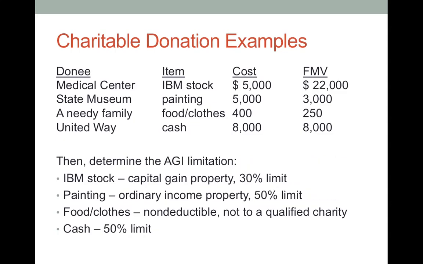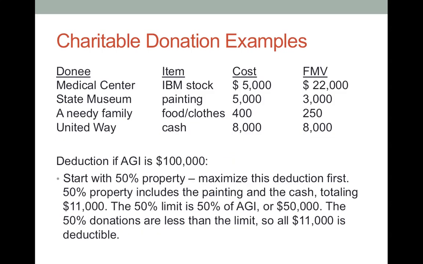The next thing you want to determine is the amount of the AGI limitation, and I kind of built this into the discussion of what I just said. The IBM stock is capital gain property subject to a 30% limit, the painting is ordinary income property subject to a 50% limit, the food and clothing are non-deductible, and cash is always subject to a 50% limit, okay? So then we have to figure out how much we can deduct.